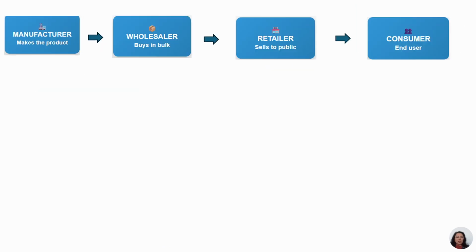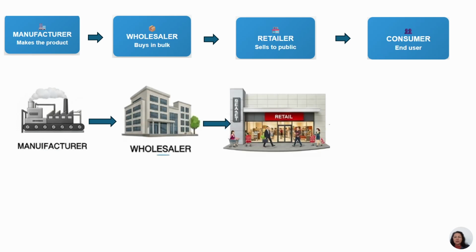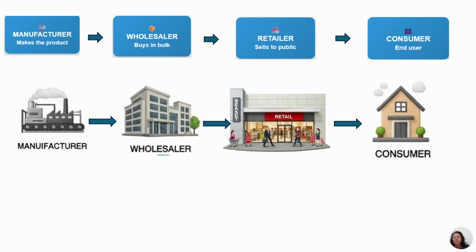So you can see, we have the manufacturer, who makes the products. Then the wholesaler buys the products in bulk. The retailer buys it from the wholesaler and they sell it to the consumer, which is you, the end user, you the public. So if I want to show you pictures of that, so that's the manufacturer, that's the wholesaler, that's the retailer, and that is you, the consumer, okay, in your home.